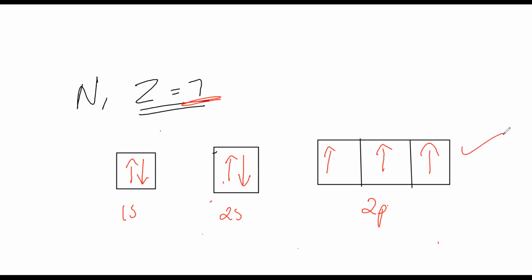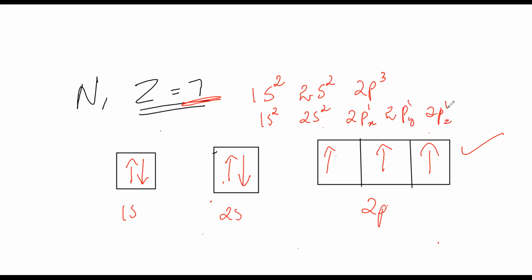So how do I write this? 1s, how many electrons? 2 electrons. 1s2, 2s2, 2p, what? 2p3. Correct? If I want to write the electronic configuration more accurately, I'll write 1s2, 2s2, and p is xyz. So 2px 1, 2py 1, 2pz 1. But this is more than enough: 1s2, 2s2, 2p3. Is it clear for everyone? This is how we have to write the electronic configuration.